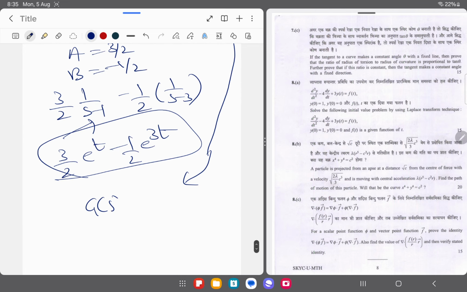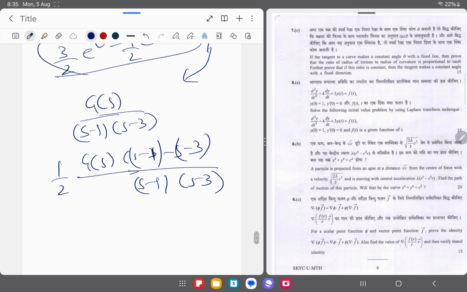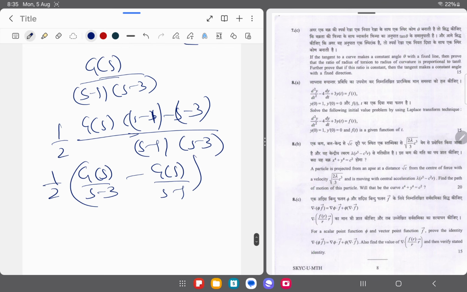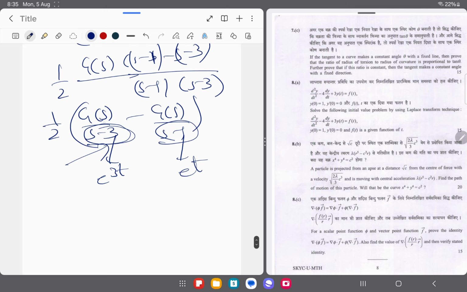Yeah, so g of s by s minus 1 into s minus 3, right? So this can be written as g of s by 1 by 2 s minus 1 minus s minus 3 by s minus 1 into s minus 3, right? So half g of s by s minus 3 minus g of s by s minus 1. We need to calculate the Laplace inverse of this, right? So we already know that Laplace inverse of this is e power 3t. We already know that Laplace inverse of this is e power t. We can use convolution theorem, right?